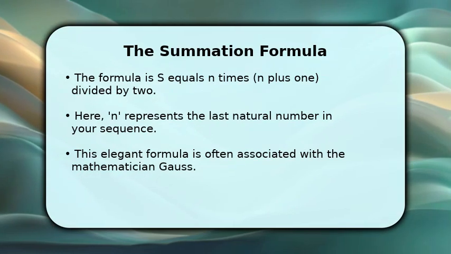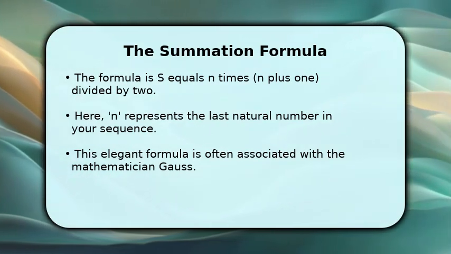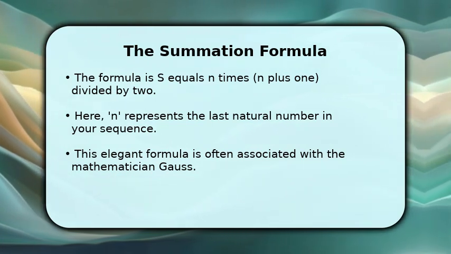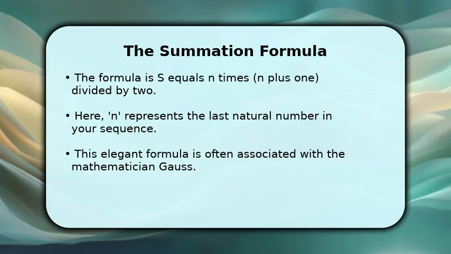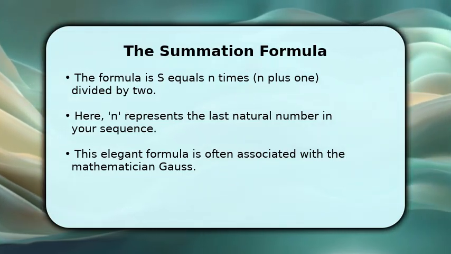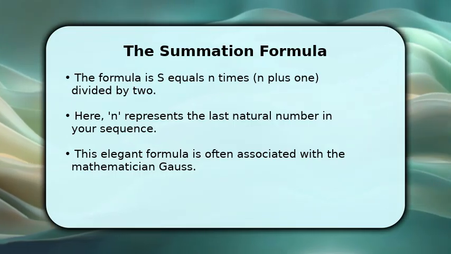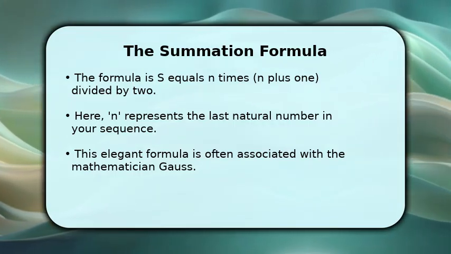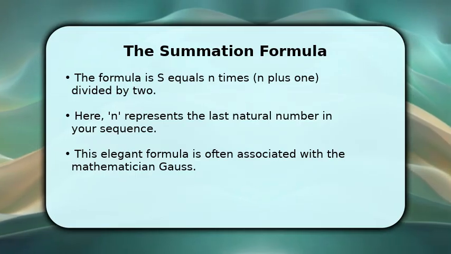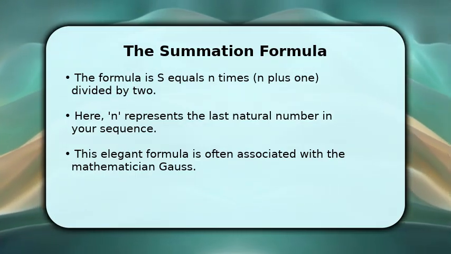The core of our method is a straightforward formula. S equals n multiplied by n plus 1, and then that entire product is divided by 2. In this formula, n stands for the count of natural numbers you want to sum. For instance, if you want the sum of the first 50 numbers, n would be 50. This powerful formula simplifies what could be a very long addition process.